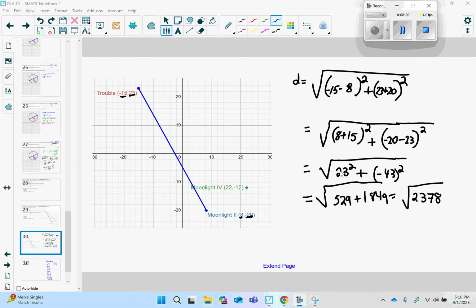Okay, so what I got is that 23 squared is 529. -43 squared is 1,849. And when you add 529 plus 1,849, you get 2,378. And then I thought, well, that's an awfully big number. I wonder if there's any perfect square factors that go evenly into that number.